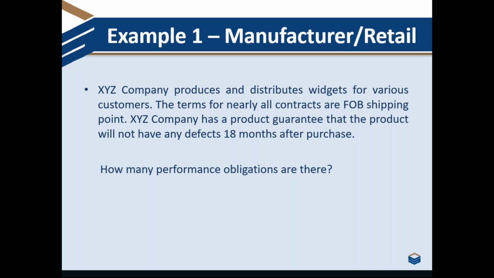I have mine written down, so I'm going to ask Adam how many performance obligations he thinks there are. 2. I see 2 from Denise. I see 2 from Joe Hunt. I see 2 from Anita. All right, so people are saying 2. You thought 2 also? I thought 1. I thought 1 also.